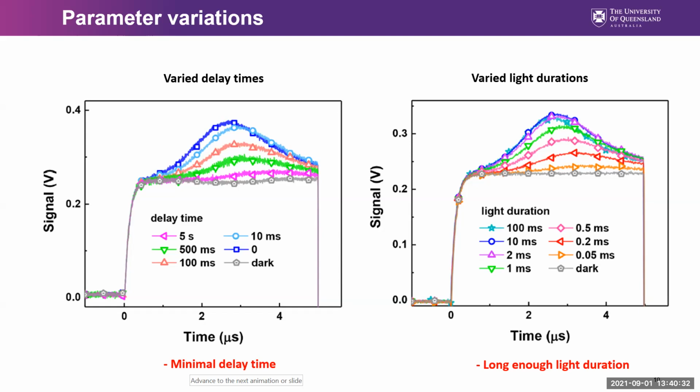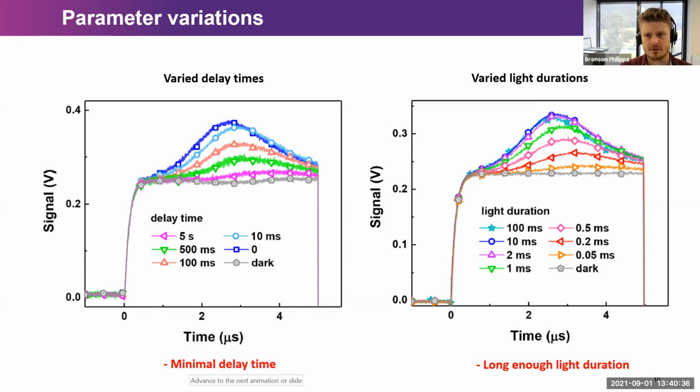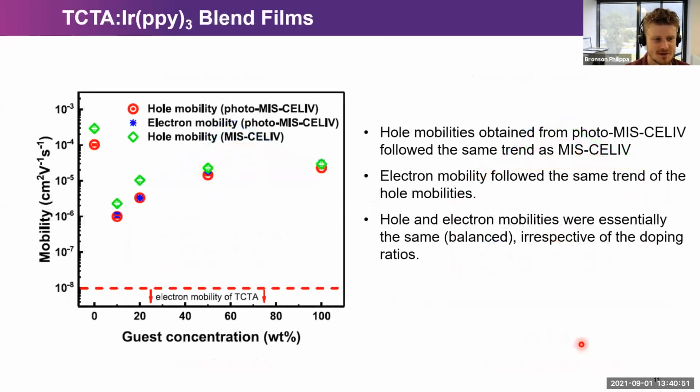Okay. Thanks, Mile. Were there any other questions from our audience? If not, I might quickly ask, I see you have a different mobility calculated using MIS-CELIV versus Photo-MIS-CELIV. Even though these are quite similar techniques, can you comment a little bit on why there would be this difference?